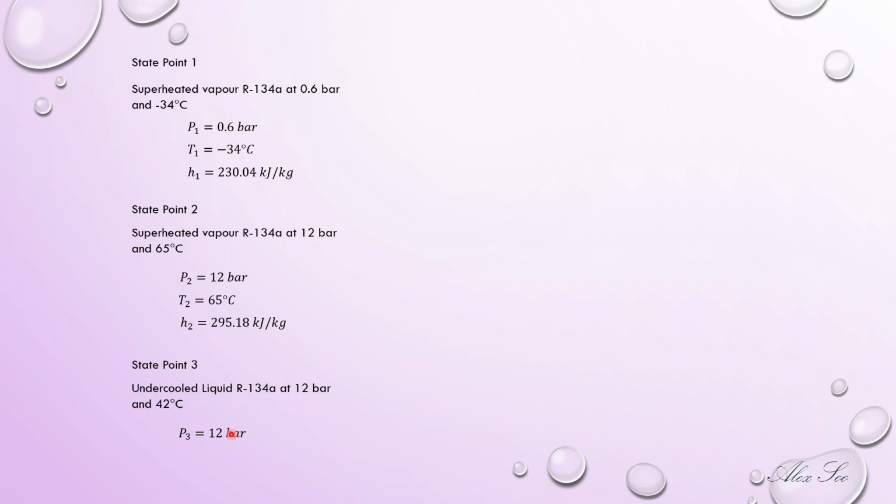Based on the pressure of 12 bar and this temperature of 42 degrees C, you should be able to find H3 prime. Sorry, correction here again: H3 prime is 111.25 kilojoules per kg. Then take point 4: the enthalpy at point 4 should be equal to the enthalpy at point 3, so it is 111.25 because it's a throttling process. That is at a pressure of 0.6 bar.